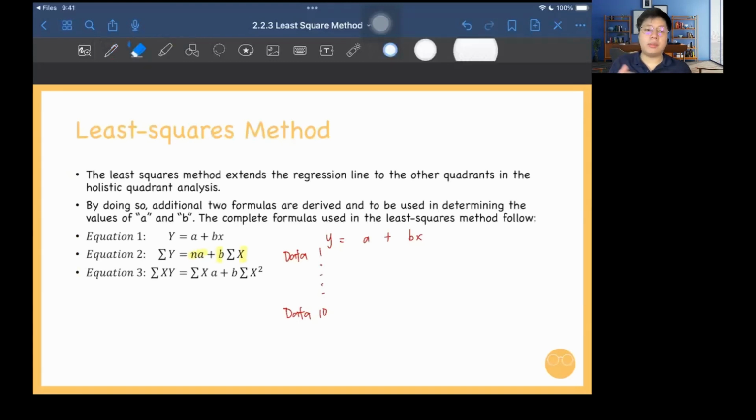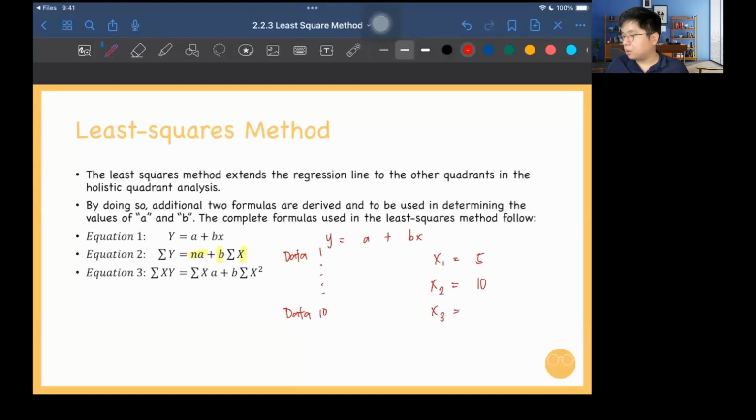Let's try to prove that b multiplied by the summation of x is correct. We have here x sub 1 is equal to 5, x sub 2 is equal to 10, x sub 3 is equal to 8. If you multiply it by a constant b, for example, for simplicity purposes, b is 2: 5 times 2 is 10, 10 times 2 is 20, then 8 times 2 is 16. If we add it up, 10, 30, and 46.